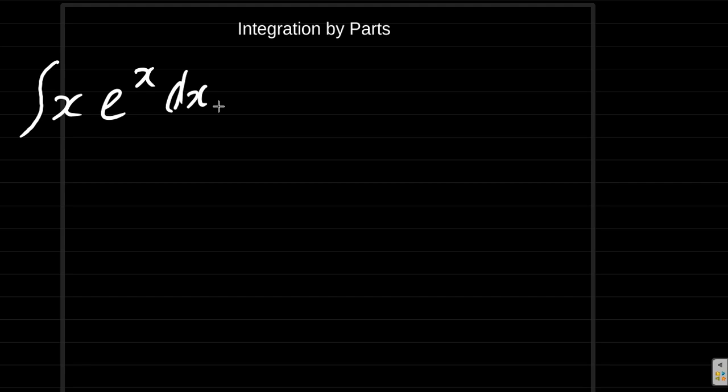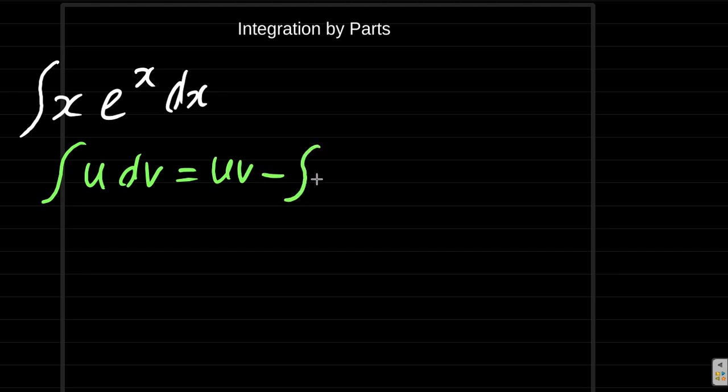Okay, with integration by parts, remember, the formula is the integral of u dv equals uv minus the integral of v du. That's integration by parts.